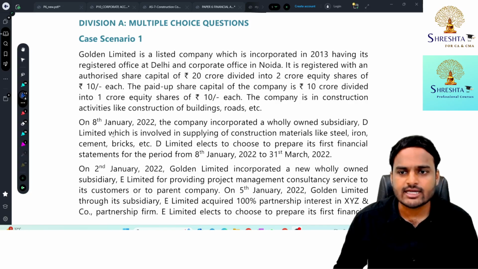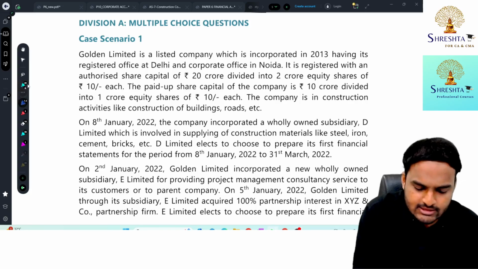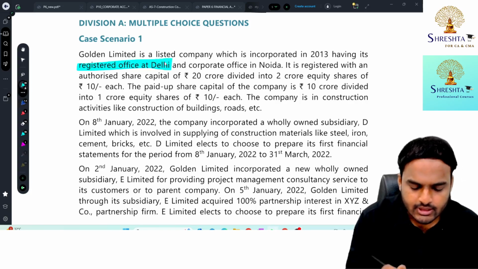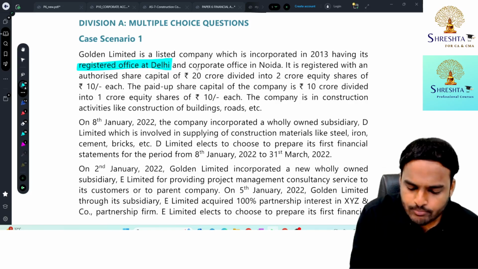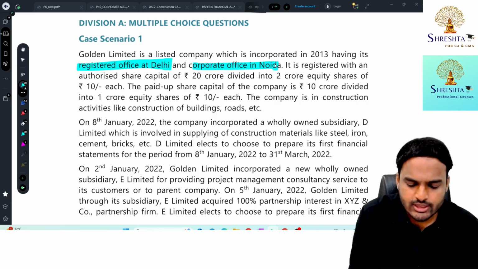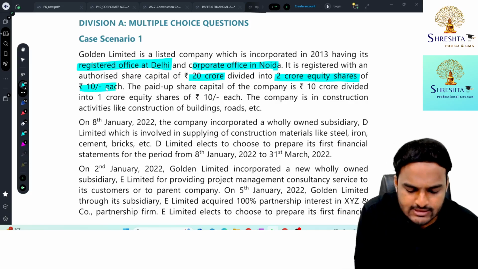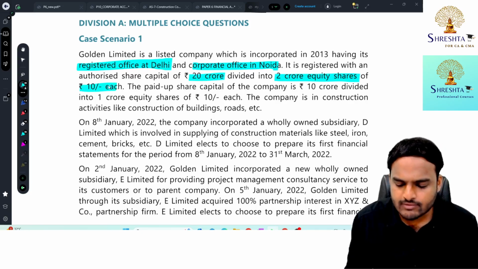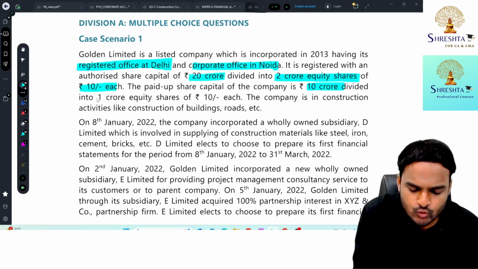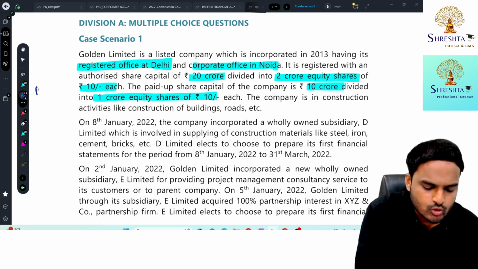Golden Limited is a listed company which is incorporated in 2013, having its registered office at Delhi. Registered office is at Delhi. Corporate office is in Noida. It is registered with an authorized share capital of 20 crores divided into 2 crores equity shares of 10 rupees each. The paid up share capital of the company is 10 crores divided into 1 crore equity shares of 10 each. Authorized share capital how much? 20 crores. Paid up share capital how much?